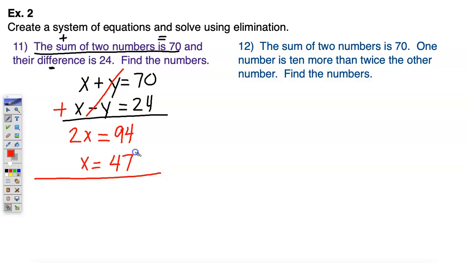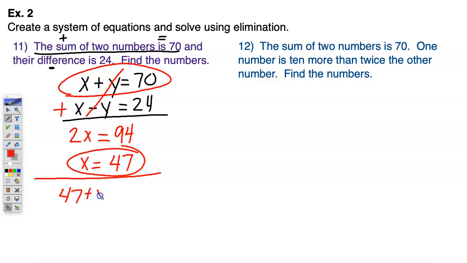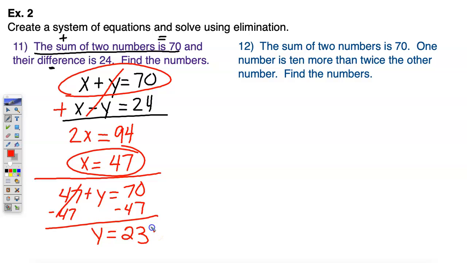So there's my x. And then for my y value, I'm going to plug it into either one of these. I'm going to go ahead and do this one because that's more positive. So it says x, and we know x is 47, plus y is 70. So we're going to subtract 47 from both sides. So y is going to end up being 23. So when x is 47 and y is 23, that will give us a sum of 70. And if I subtract those two, I will end up with a difference of 24. So that one does work.